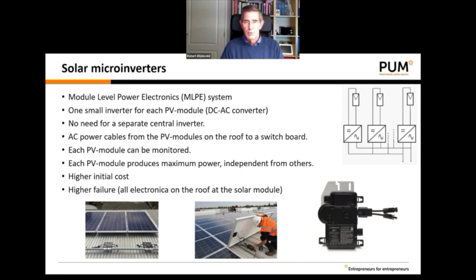Each PV module can be monitored, and each PV module produces maximum power, independent from the others. It's a higher initial cost, but it is also a higher failure rate, because you have all electronics on the roof at a solar module. And we know sometimes it can be very hot on the roof. And in these microinverters are also electronics. Of course, it's designed to stand this heat, but still there's a chance of a high failure. But it has also its benefits, these microinverters.